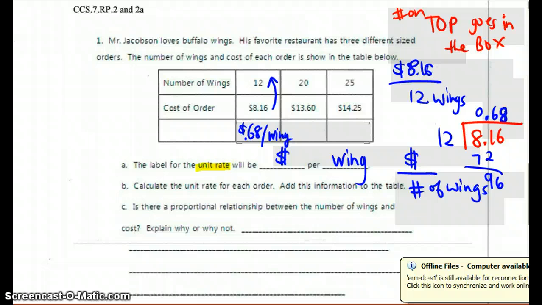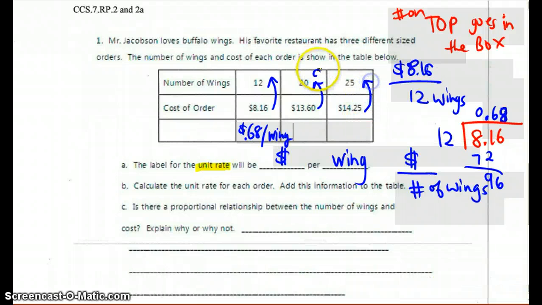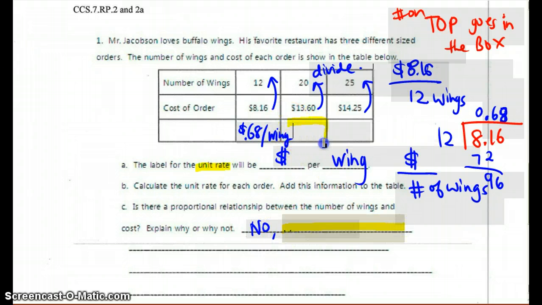Hopefully you got to spend some time calculating and dividing dollars by number of wings. As you divide, you should be able to notice that one of them is not going to be equal to the 68 cents per wing. So for letter C, the answer is going to be no. And then you can give your explanation and make sure you also fill out the 2 boxes.